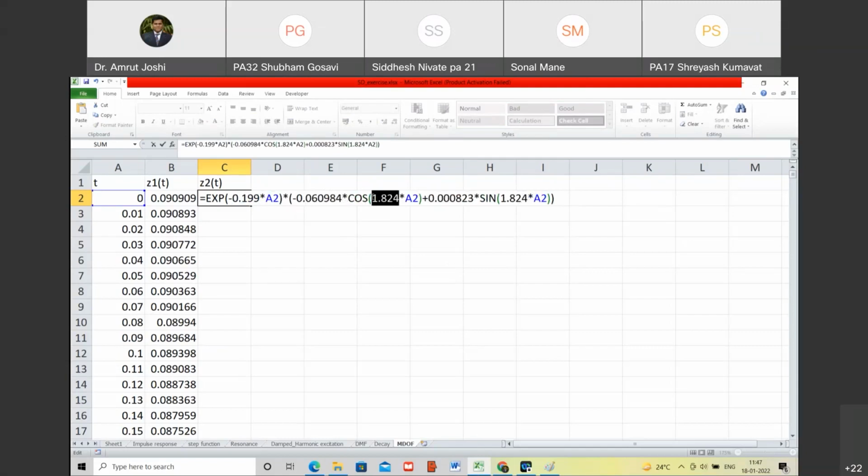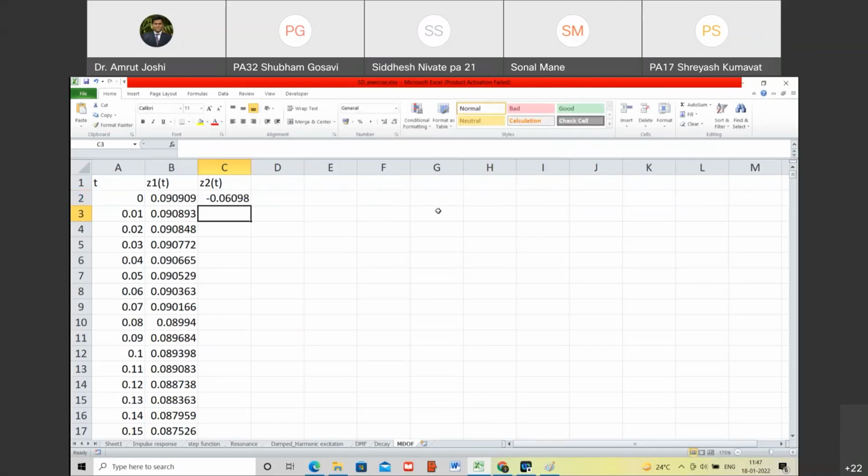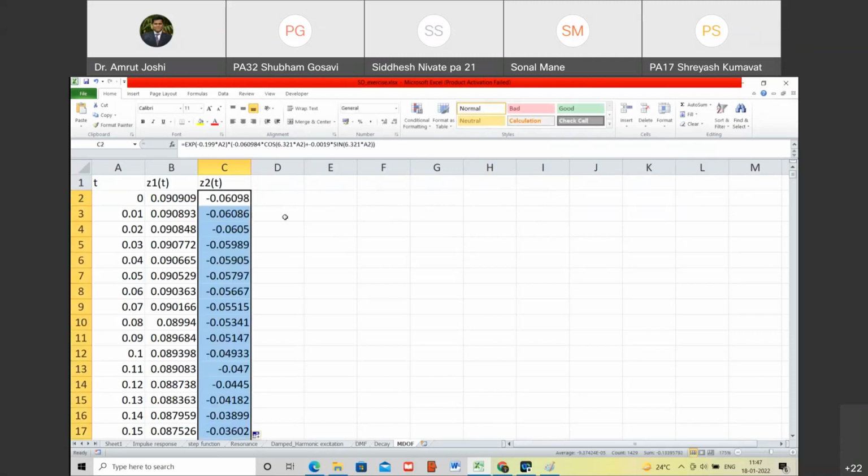What was the value here? 6 point something. 6.321. So here also it becomes 6.321, right? And what is the value here? Instead of 0.00832, what was the value? Minus 0.0019, right? Minus 0.0019. Happy? Yes, sir. So we got z1 of t, we got z2 of t.